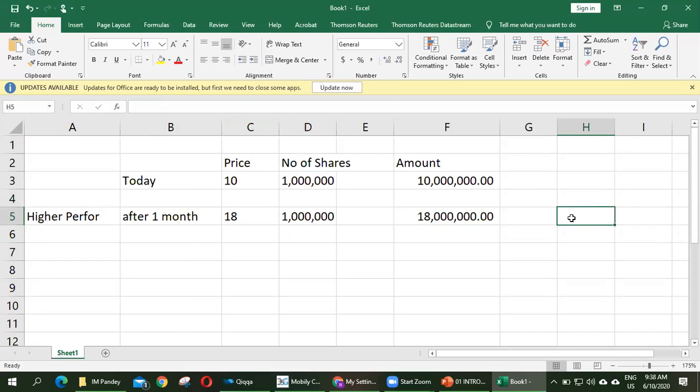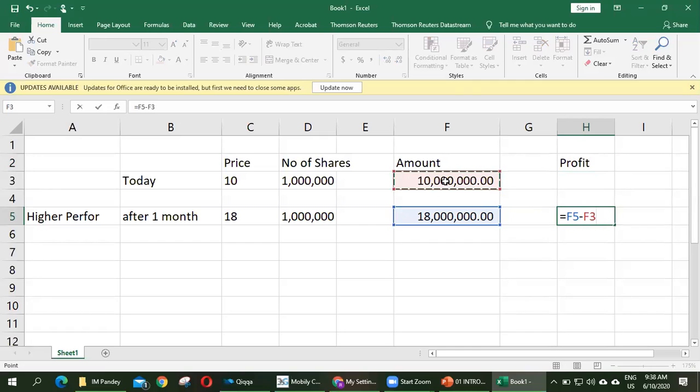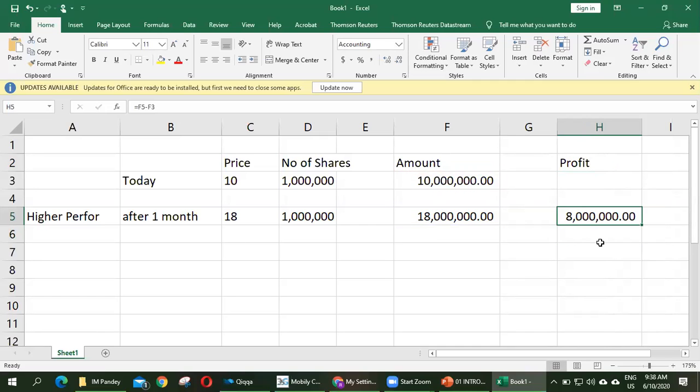How much profit? Yeah, this is today's value, the value after 1 month. So your profit is 8 million, right? So this 8 million profit within 1 month, right?